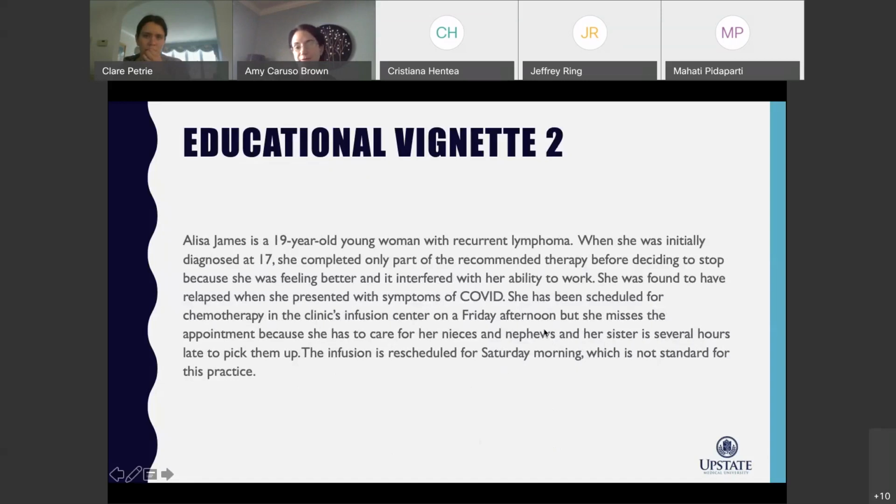She was found to have relapsed when she presented with symptoms of COVID. She's been scheduled for chemotherapy in the clinic's infusion center on a Friday, but she misses the appointment because she has to care for her nieces and nephews, and her sister is several hours late to pick them up. The infusion is rescheduled for Saturday morning, which is not standard for the practice.